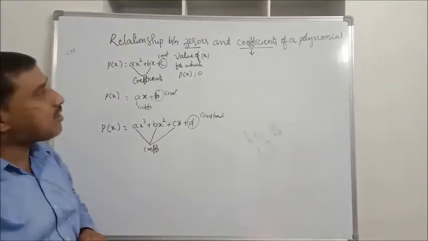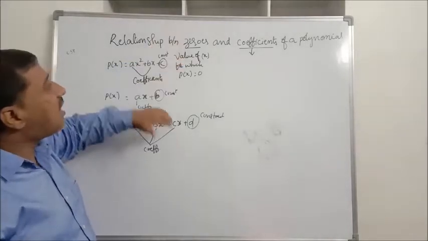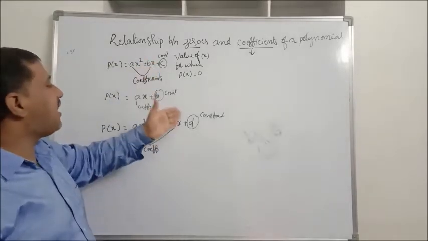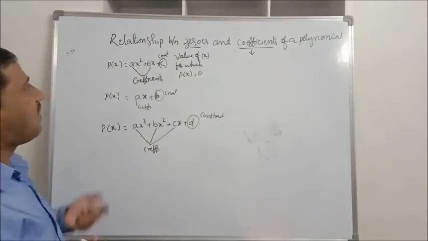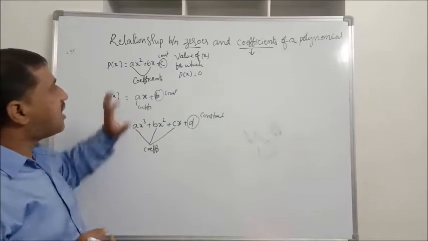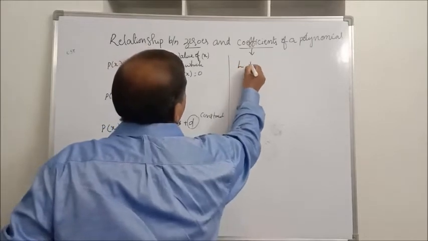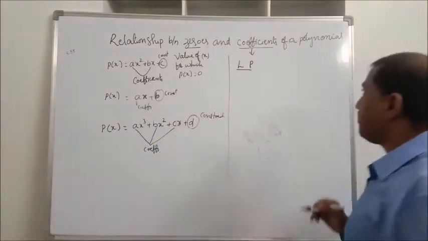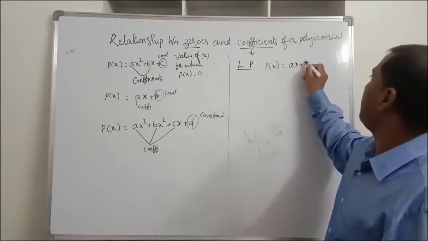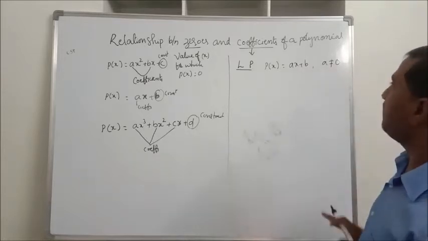Now we are going to establish a relationship between the zeros, that is the values of x, and the coefficients a, b, c, and the constant d. What is the relationship between the zeros and the coefficients of the polynomial? So first we will discuss a linear polynomial. What is the general form of a linear polynomial? It is p of x is equal to ax plus b, where a is not equal to 0.